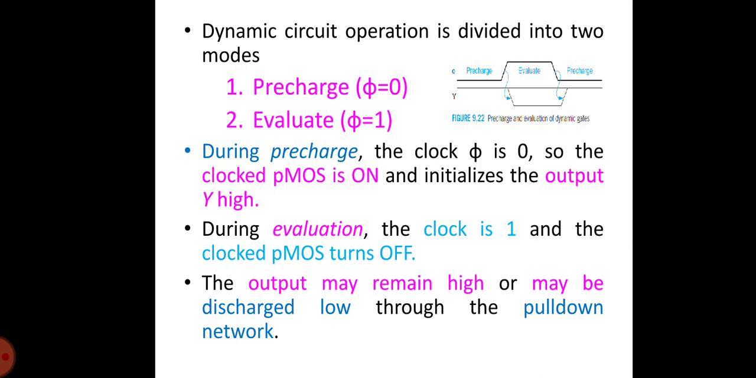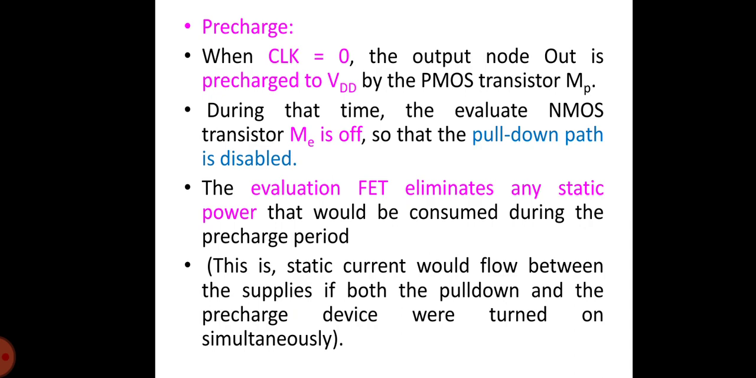So, dynamic operation: during the pre-charge period, the clock phi is 0, so the clocked PMOS is on and initializes the output high. During evaluation, the clock is 1 and the clocked PMOS turns off. The output may remain high or may be discharged low through the pull-down network. In pre-charge mode, when the clock is 0, the output node out is pre-charged to VDD through the PMOS transistor MP. During that time, the evaluate NMOS transistor ME is off so that the pull-down path is disabled.